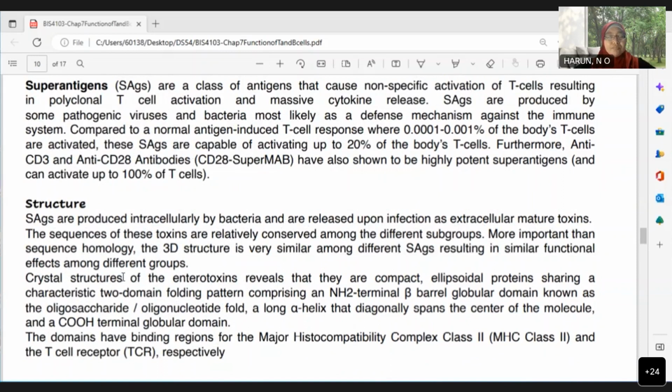So at the same time, the crystal structure of the enterotoxins reveals that they are compact ellipsoidal proteins sharing a characteristic of two-domain folding patterns comprising an NH2 terminal beta barrel globular domain known as the oligosaccharide ataupun oligonucleotide fold. So this is for your further reading.